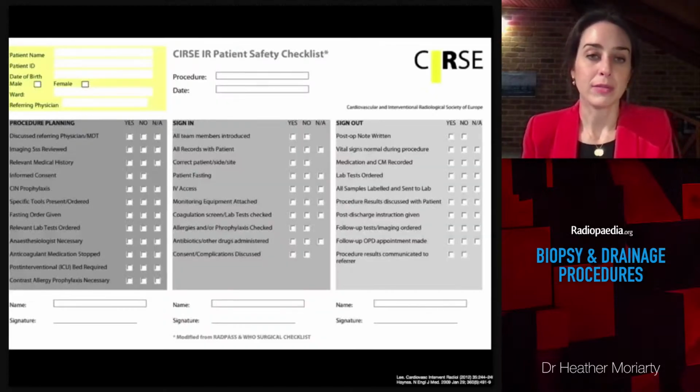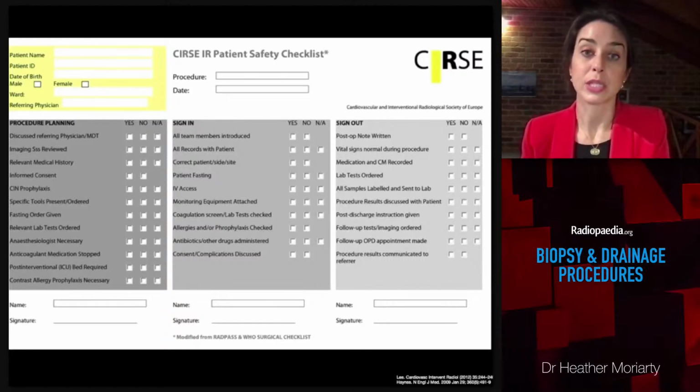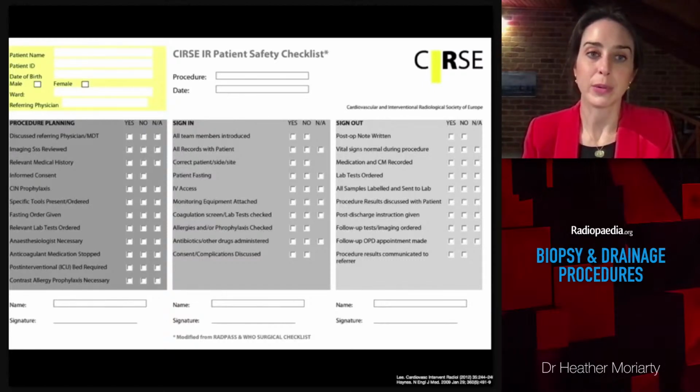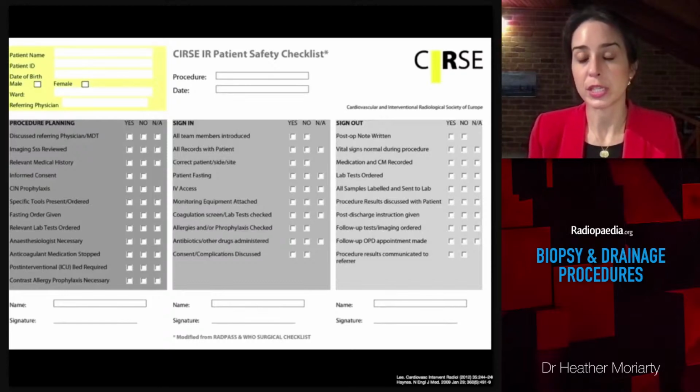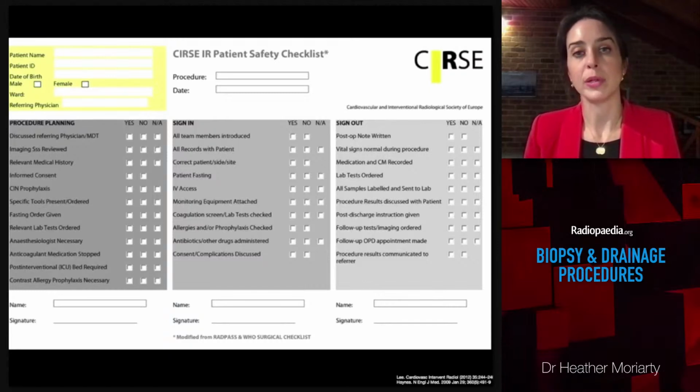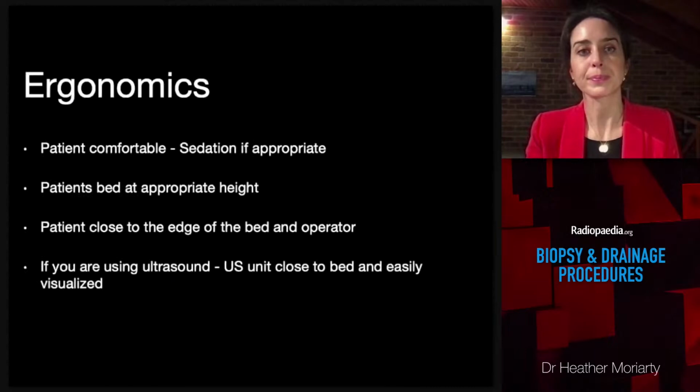We know from the aviation industry that having a pre-procedure checklist minimizes the risks, and this is proven true for procedural-based medicine as well. This is the CERSI checklist, which is available to download and modify from their website. It can remind you what to check before the procedure: consent, allergies, equipment, and know that everyone in the room is on the same page.